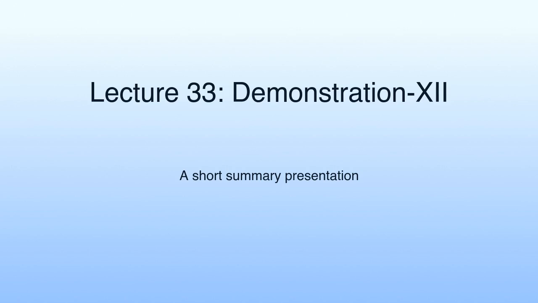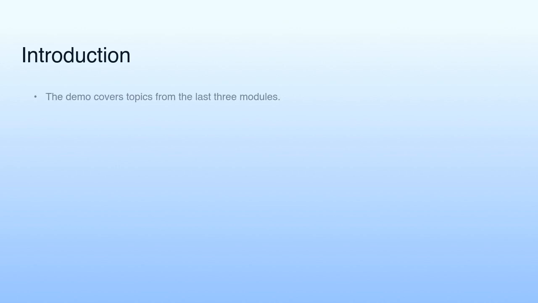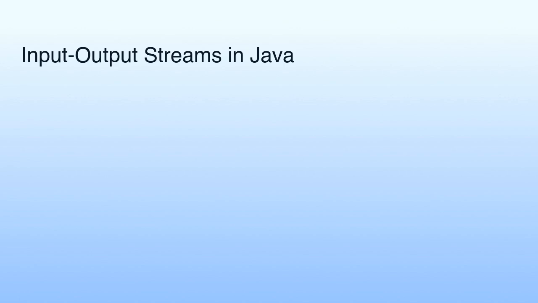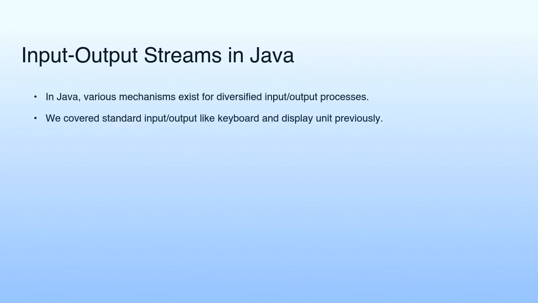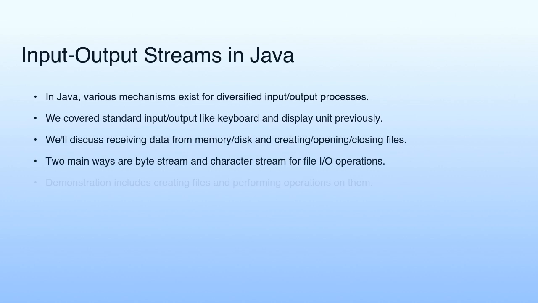Lecture 33 Demonstration XII. This demo covers key topics from the previous 3 modules on input-output streams in Java. In Java, there are various mechanisms for diversified input and output processes. We have previously covered standard input from the keyboard and output to the display.